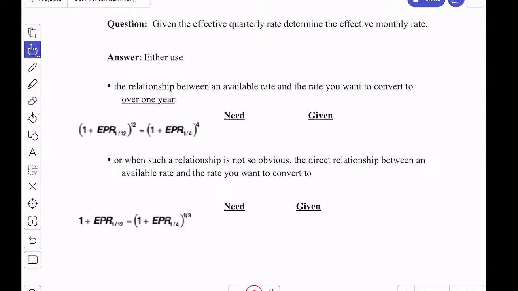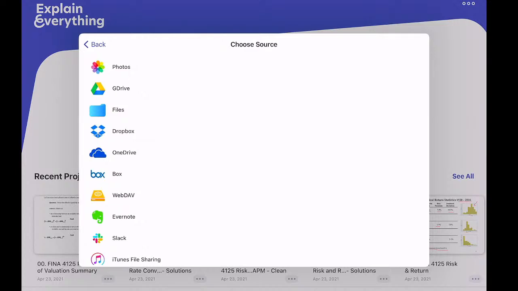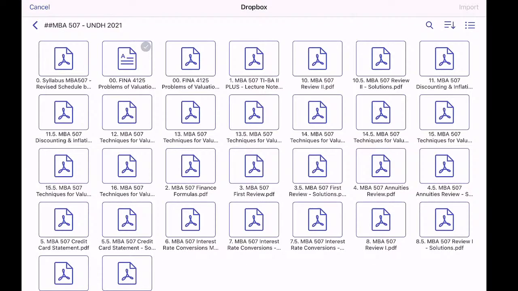Oh, this document got affected. Let me get the other one, the PDF, so you can see it properly.